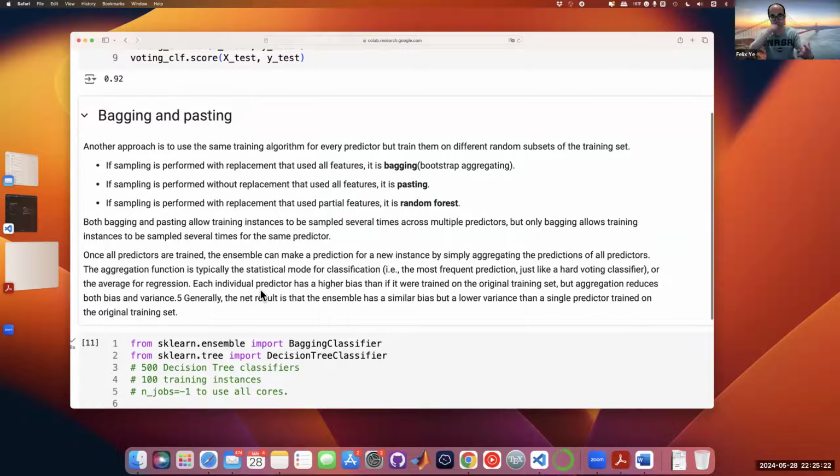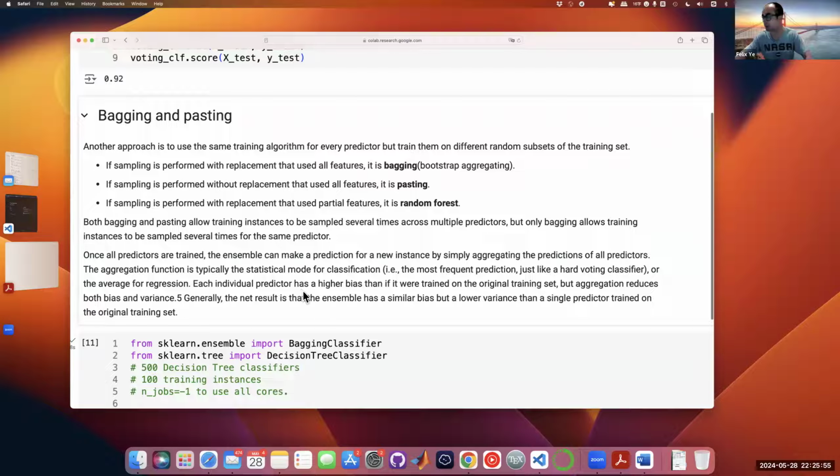If all these predictors are trained, the ensemble can make a prediction for a new instance just by aggregating the predictions of the predictors. It's very likely to be a hard voting, just take the majority rules. If we work with regression, then we just take the average of the predictions.